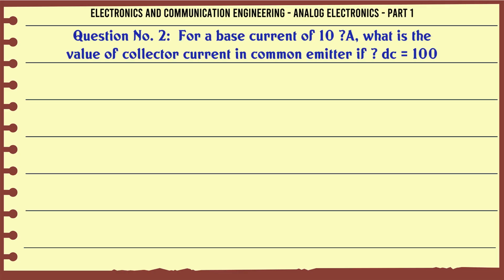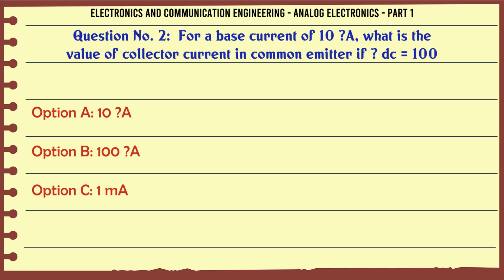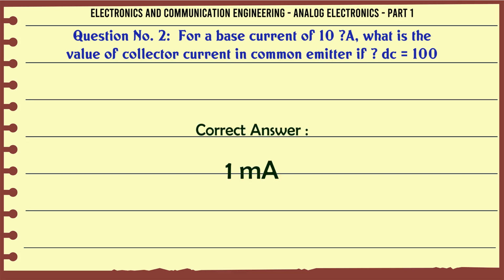For a base current of 10 µA, what is the value of collector current in common emitter if beta DC is 100? A. 10 µA, B. 100 µA, C. 1 mA, D. 10 mA. The correct answer is 1 mA.